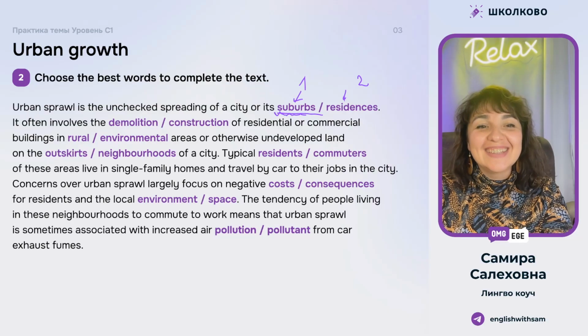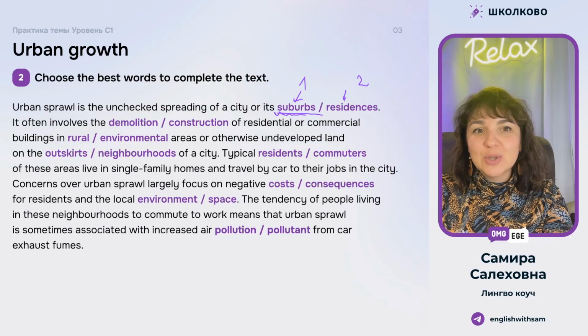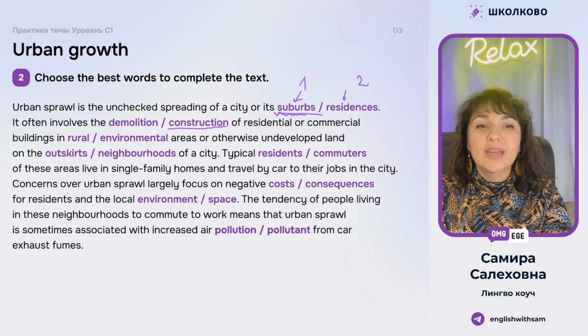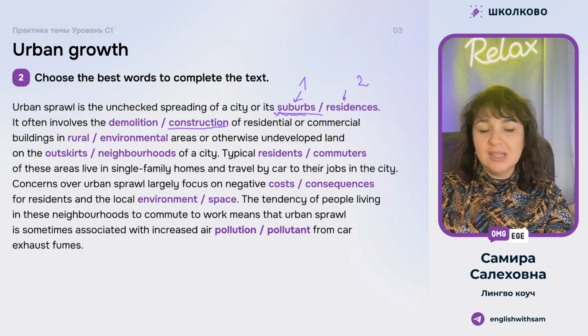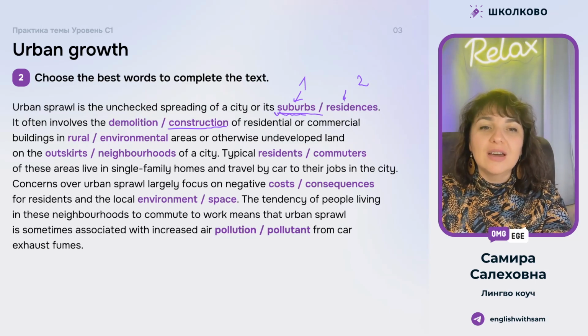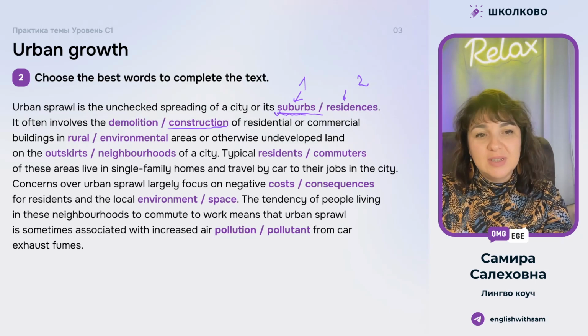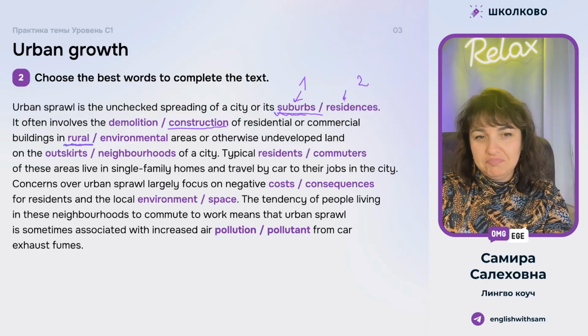Okay, so sure, it is going to be about construction. Да, мы строим. But speaking in terms of demolition, разрушение, снос, right? Demolish, сносить, убирать, все такое, разбирать. But here we speak about construction. Okay, so of residential, of commercial buildings in rural or environmental areas. So probably it's going to be rural, right? Yeah, rural.